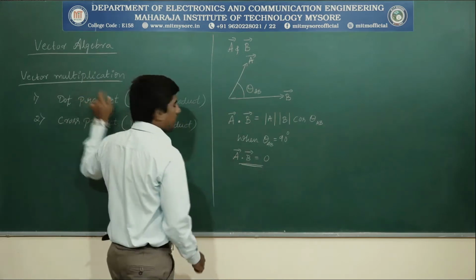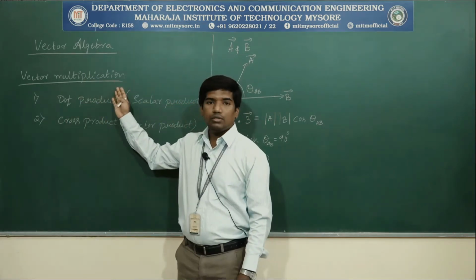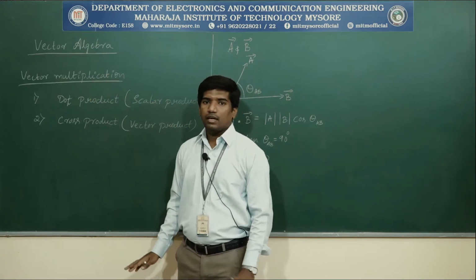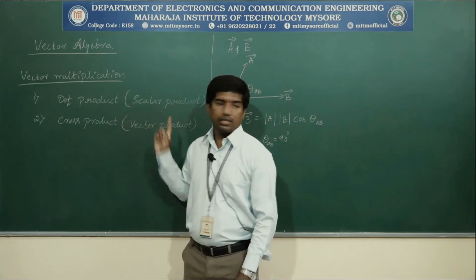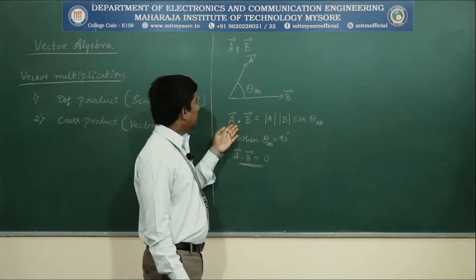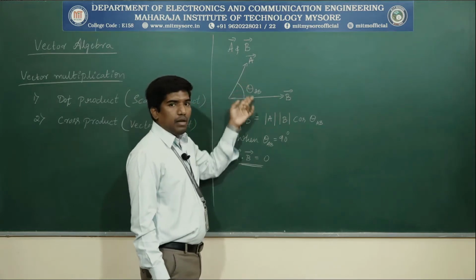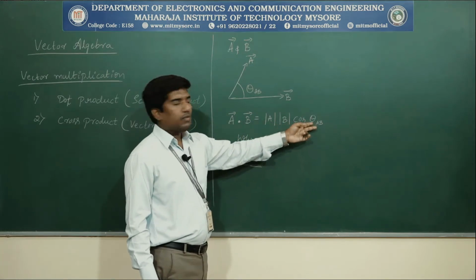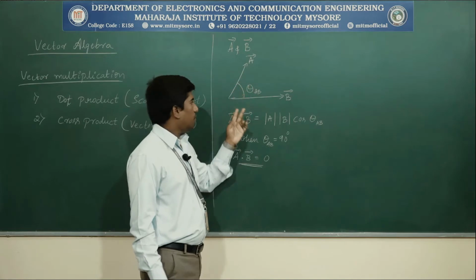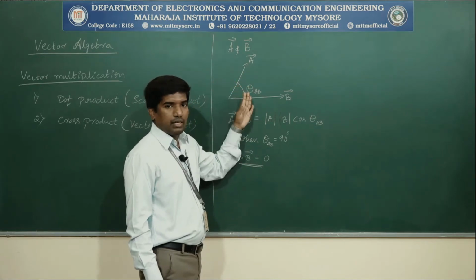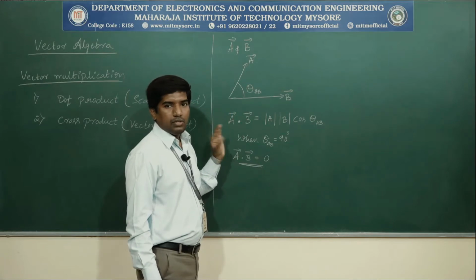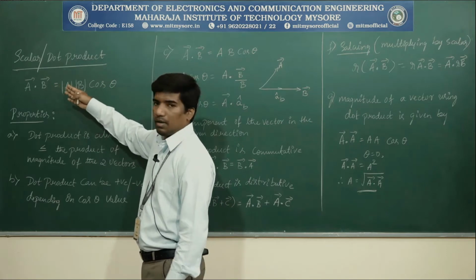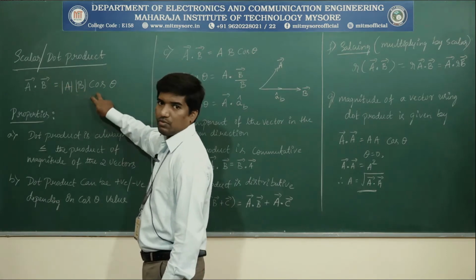This vector multiplication is the most used mathematical operation on vectors for our electromagnetic wave theory applications. The first one is the dot product. The dot product between any two coplanar vectors is equal to the magnitude of those two vectors into cos of the angle between them. When the angle between those two vectors becomes 90 degrees, the dot product is equivalent to 0. This is the equation which we have seen just now for the coplanar vectors A and B.